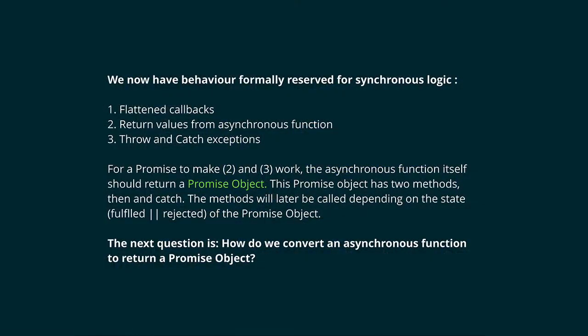So, like I said, we now have behavior that was formerly reserved for synchronous logic. So we have a flattened callback structure. We can return values, and we can throw and catch exceptions. For a promise to make the second and third work, the asynchronous function itself, like I said, returns a promise object. The promise object has two methods, then and catch. And those methods will later be called depending on the state of the promise object, whether it's fulfilled or rejected. So the next question is, how do we take a synchronous function and convert it to an asynchronous function?